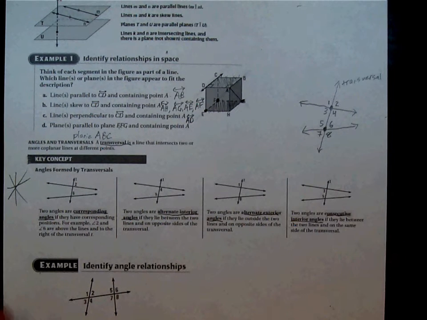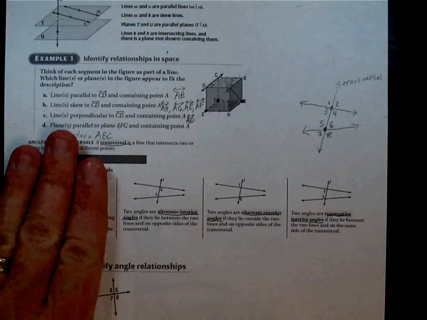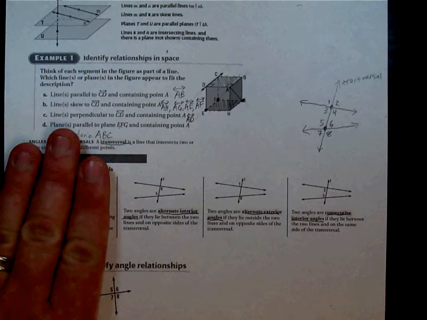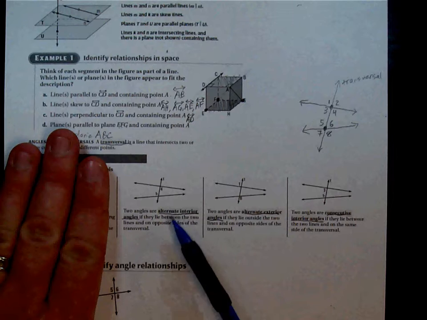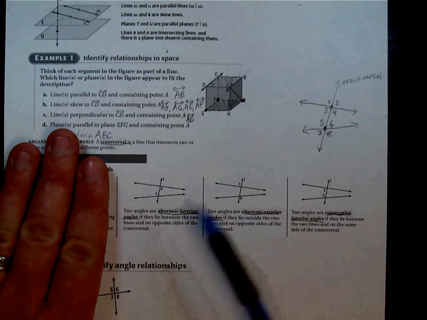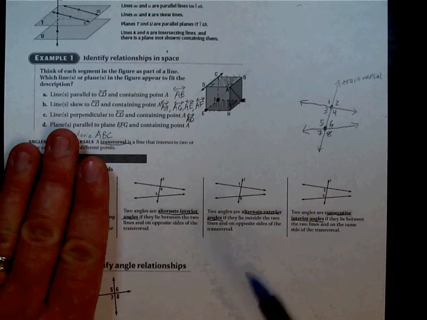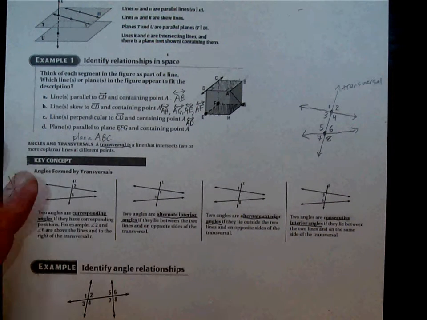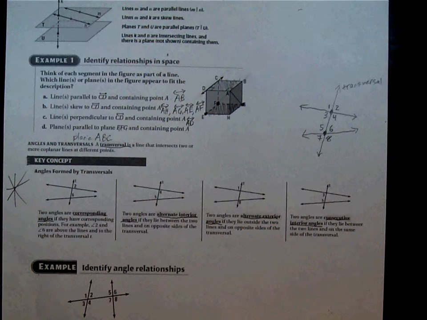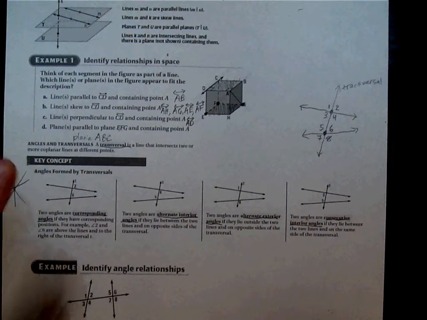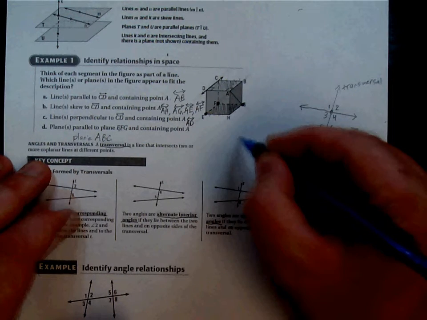So we've got a few words that show up over and over. Corresponding is kind of its own animal, I guess, but the other ones we see are alternate interior, alternate exterior, consecutive interior. So we see alternate and consecutive contrasting each other, and interior and exterior contrasting each other. So it's probably worth having an idea what those mean.